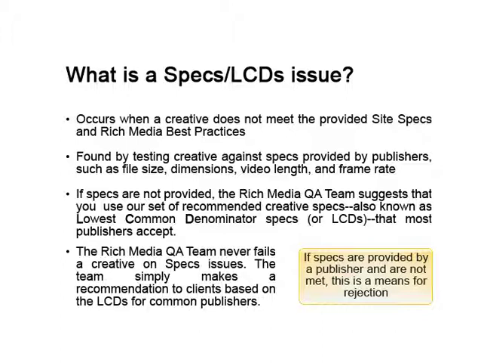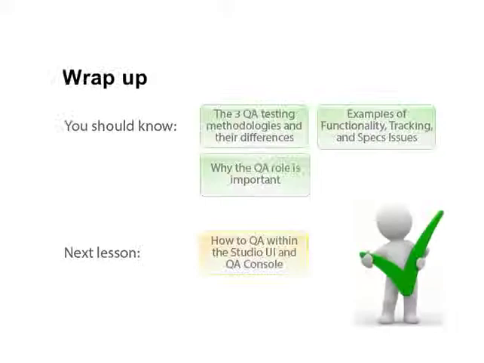Just as with tracking issues, we never fail a creative on specs issues. The DoubleClick Rich Media QA team simply makes a recommendation to the clients based on our LCDs for common publishers. However, if specs are provided by a publisher and are not met, this is a means for rejection. When the creative passes QA, you will have the option to approve and submit the creative for trafficking.